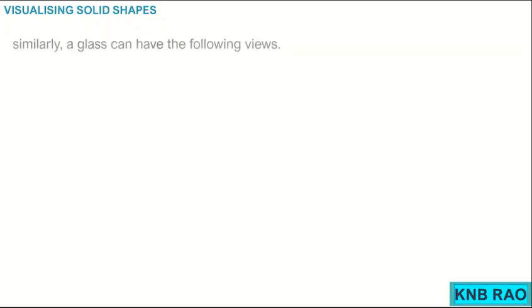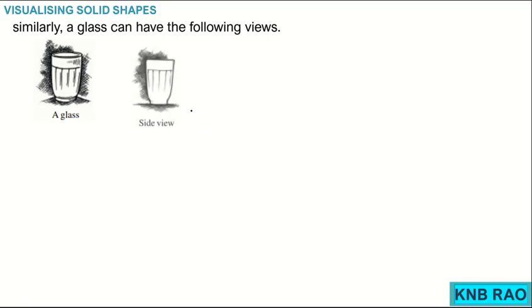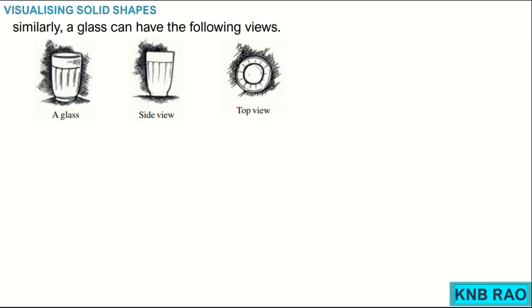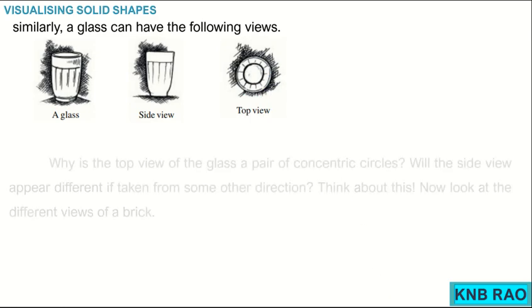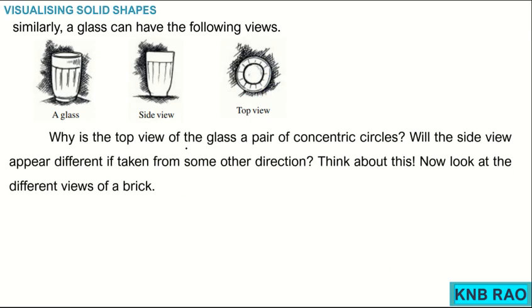Similarly, a glass can have the following views. This is a normal glass, and the side view normally looks similar, but the top view looks like concentric circles. Top view of a glass looks like concentric circles, right? So why does the top view of the glass look like a pair of concentric circles? You need to think about it.